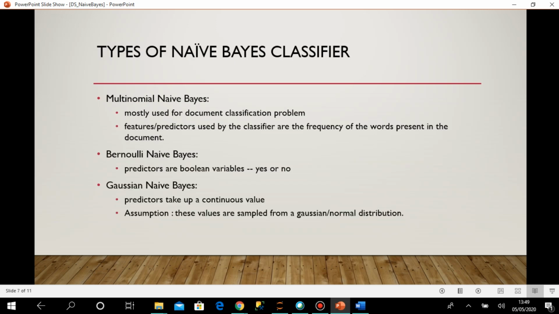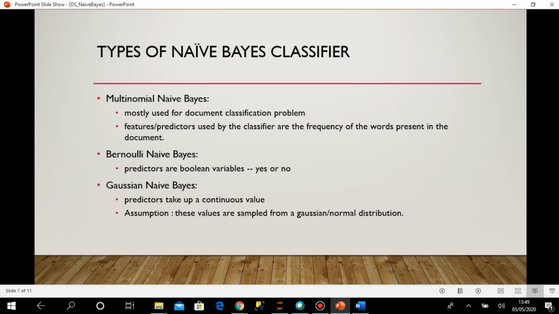There are multiple types of naive Bayes classifiers available. The first one is multinomial naive Bayes. This is mainly used for document classification, and I will show you one example. Suppose you have a document and you want to classify it: if it is a question paper, if it is an answer sheet, or if it is instruction material. If we have to do this type of thing, then we go for multinomial naive Bayes.